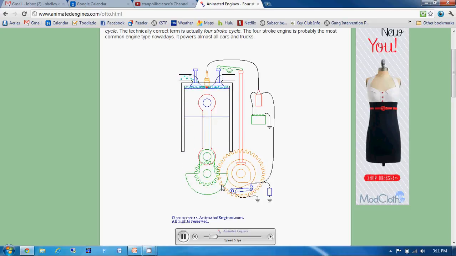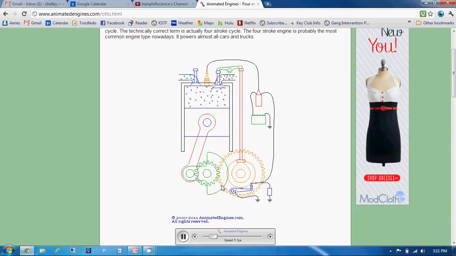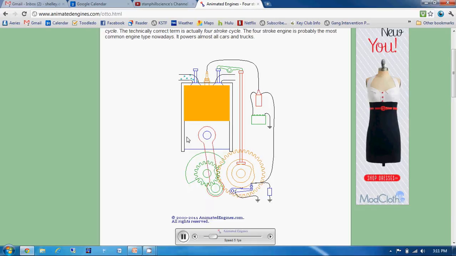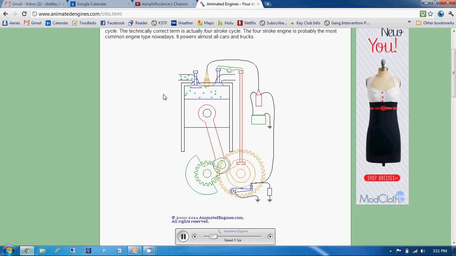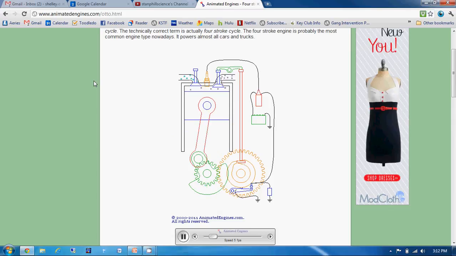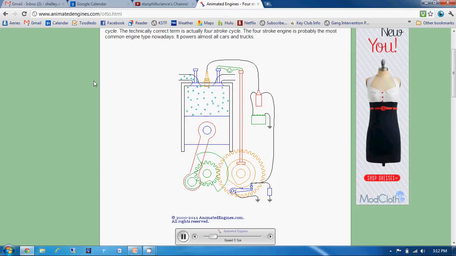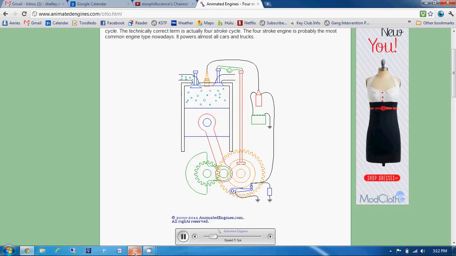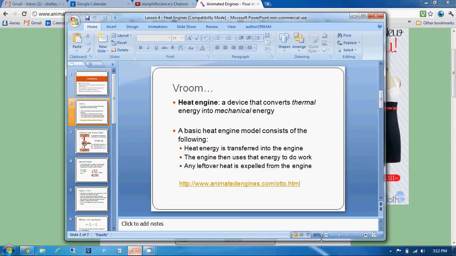Okay, so that's just a very basic introduction to how engines work. If you want to take a look at this more closely or look at some other examples of engines, feel free to go to this website, animatedengines.com. It's got all sorts of different types of engines in there, and it's laid out really nicely, so I highly recommend it. Now, back to this old guy.